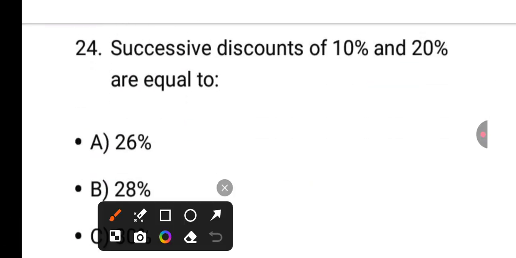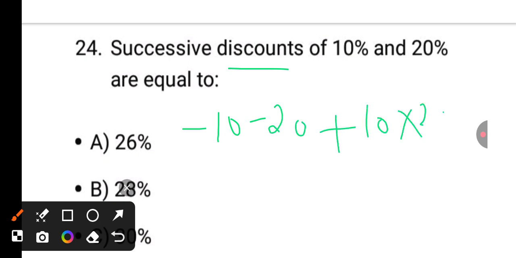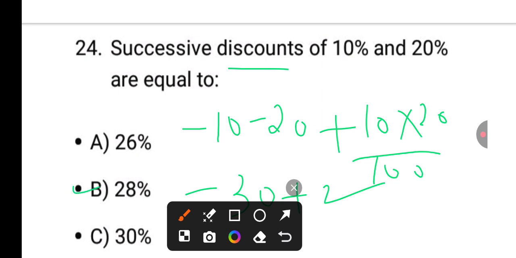Next one, same, but it is discount. Discount means minus. See, minus 10 minus 20, minus into minus is plus, plus 10 into 20 divided by 100. It is minus 30 plus 2. It is 28.